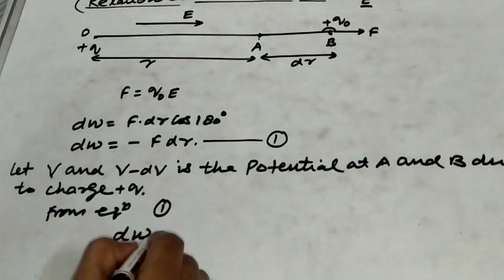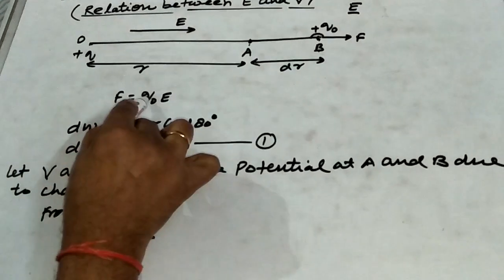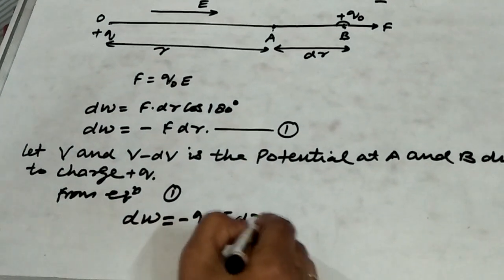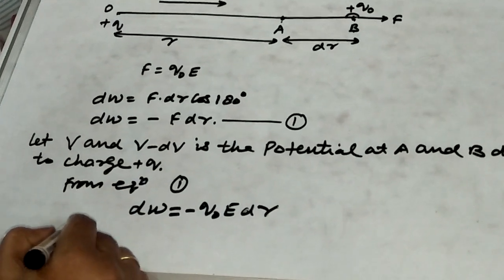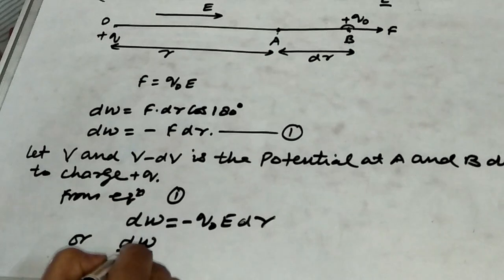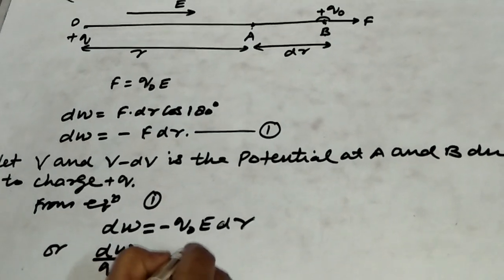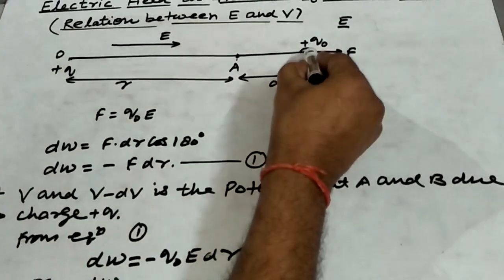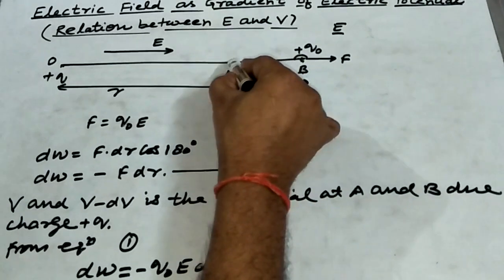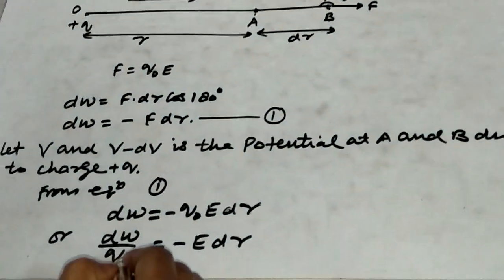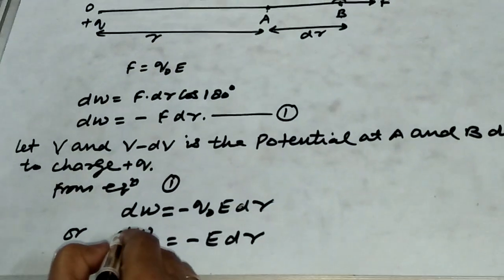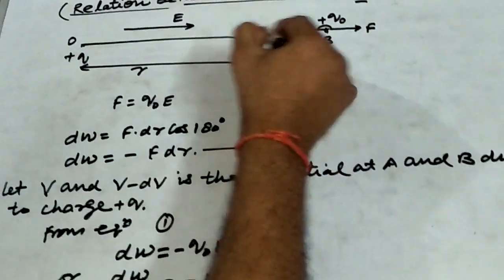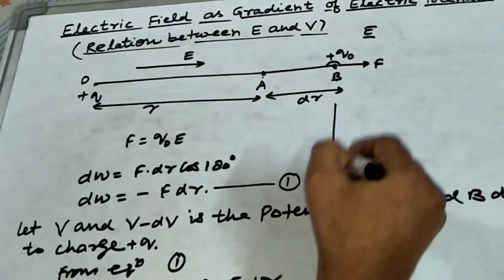dW is equal to, in place of F, we can write Q naught E, so minus Q naught E into dr. And from here you can say dW upon Q naught is equal to minus E into dr. Here dW is the work done in bringing the test charge from B to A, and Q naught is the magnitude of the test charge. So by definition, dW upon Q naught is the potential difference between these 2 points.